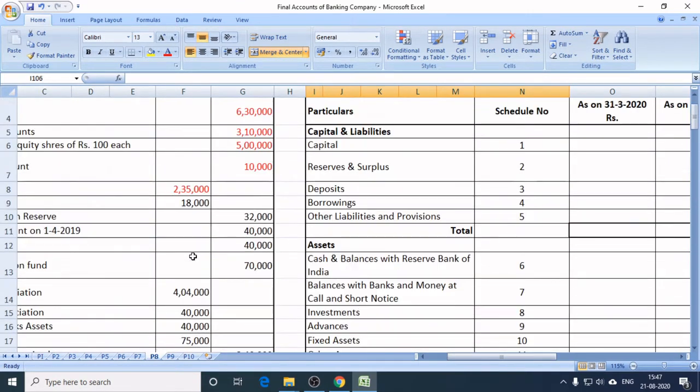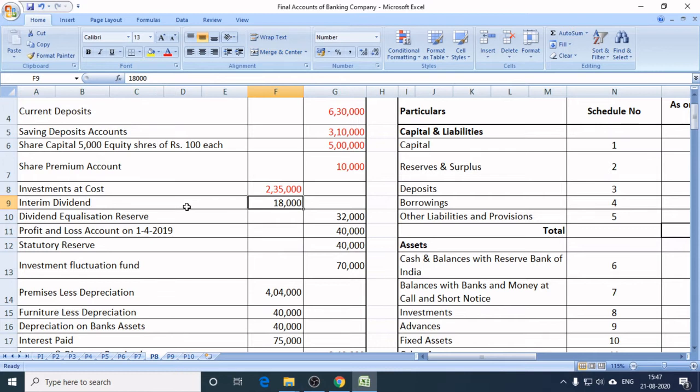Okay, now the next in the problem is interim dividend. Interim dividend paid is 18,000.